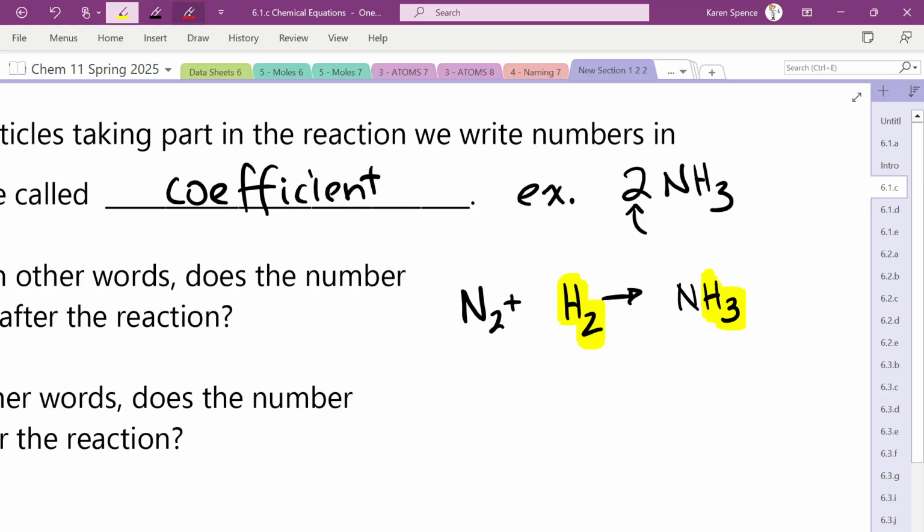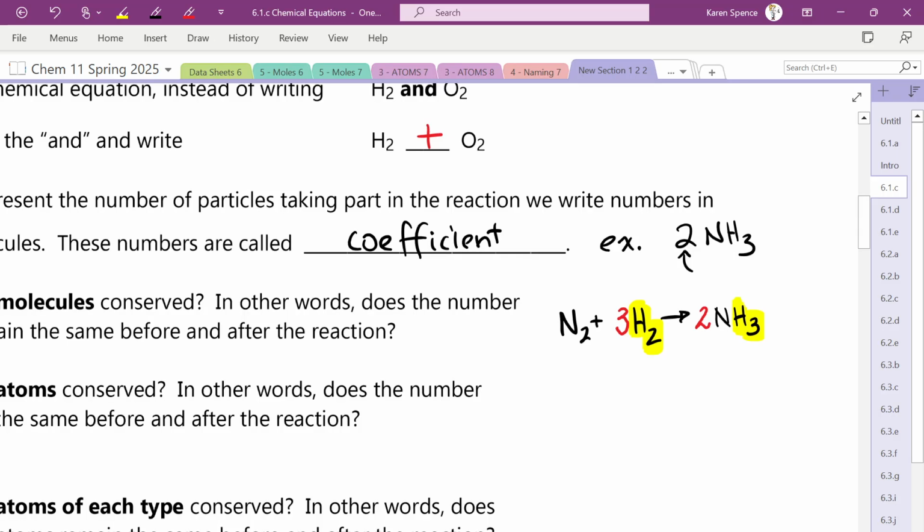6. So what I'm going to do is put a 3 in front here because that's going to give me 6 hydrogens on the left. And I'm going to put a 2 in front here. That's going to give me 6 hydrogens on the right. Are you with me so far? Okay. Now, how many nitrogens do I have on the right-hand side? I got 2 and I got 2. Look, my reaction is balanced. Okay, so that's one little trick that makes some balancing easier.